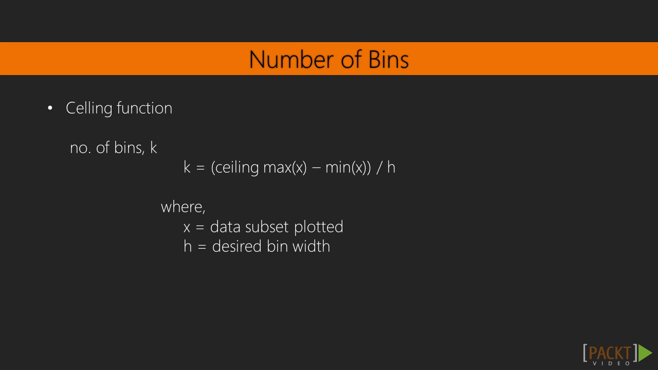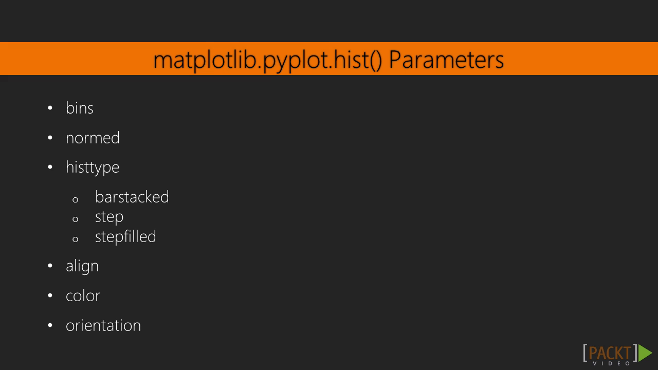There are different theories on how to calculate the number of bins, the simplest being the one based on a ceiling function, where the number of bins, k, is equal to ceiling of (max x minus min x) divided by h, where x is the dataset plotted and h is the desired bin width. This is just one option, as the number of bins required to display data properly is dependent on the real data distribution.